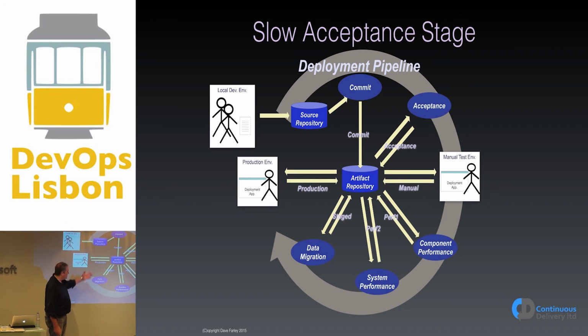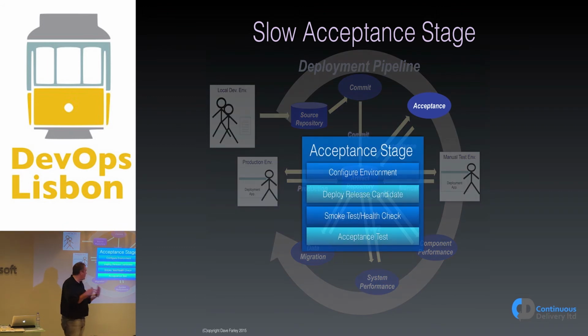Acceptance test stage. The acceptance test stage is testing in a production-like environment with life-like scenarios. You're going to configure the environment, deploy a release candidate that was built before, the installer. You're going to smoke test and health check just to make sure it's up and running, ready for use, and then we're going to run the tests.